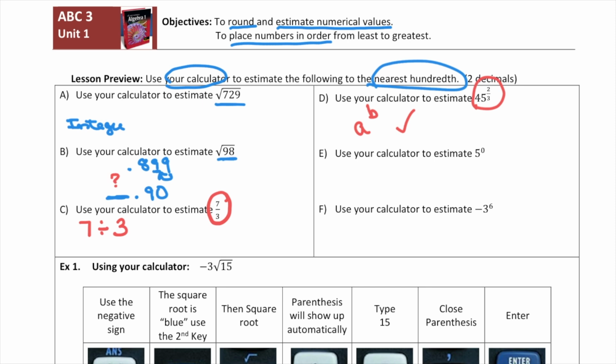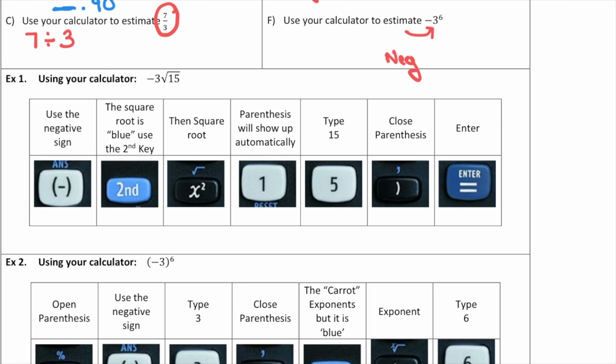And now for estimating 5 to the 0, once again, you should get a nice little integer value. Let's see what you come up with. And lastly, when you figure out -3 to the 6th power, just so that we're on the right page, you should get a negative answer and some very large number. Now, you practiced each one of those, and I'm not going to give you the answers to them because I want to see what you know first.